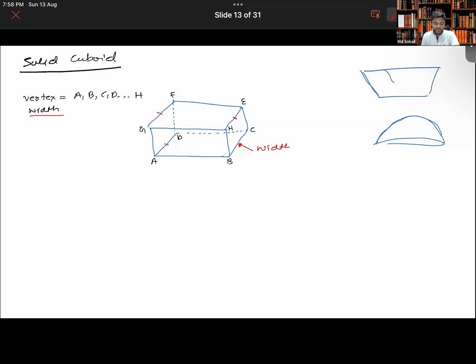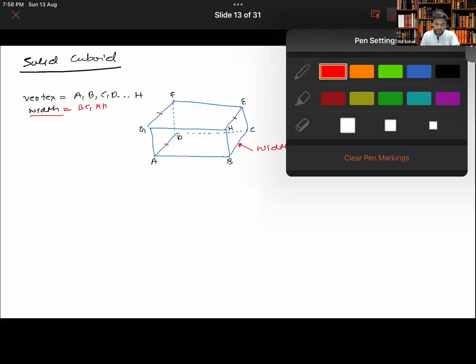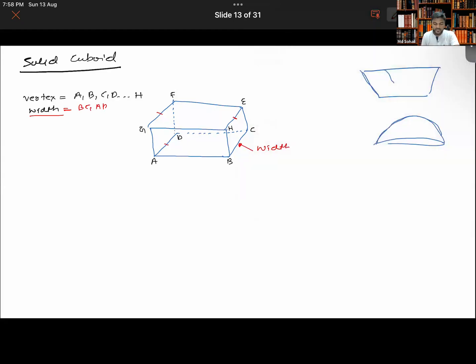Give some examples of the face in this one. ABHG. Okay, ABHG, that is an example of face. DCEF, then ADFG, then BHEC. Exactly. So those are the faces given here.